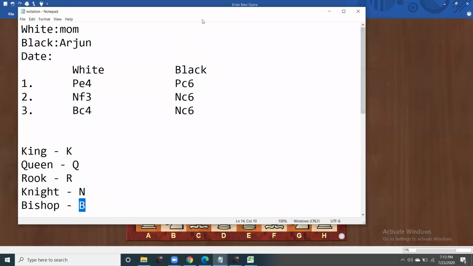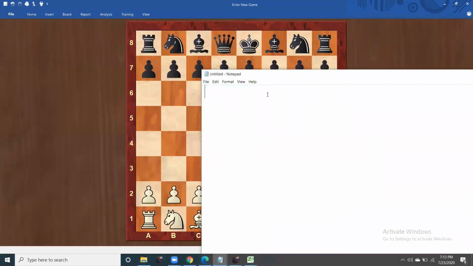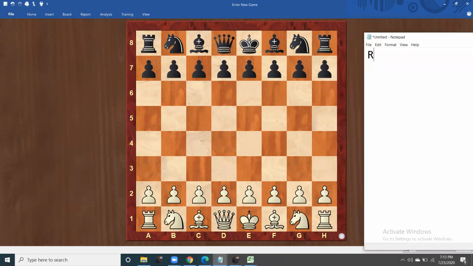If someone asks you, where are the white rooks? I will write R for rook: Rh1, then Ra1. One more rook is on Rh8, Ra8.